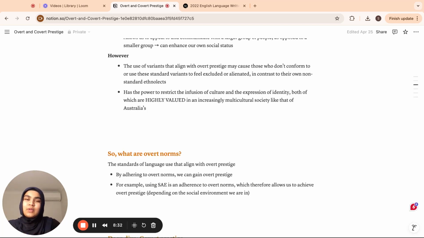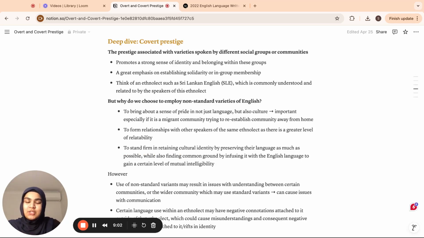Now, we've talked about overt prestige, but what are overt norms? Now, overt norms are actually what help us to gain overt prestige. And the simple way of putting this is that by adhering to these overt norms, we can gain overt prestige. So, for example, if we speak in a standard variant of English, like standard Australian English, we can gain overt prestige. Let's dive into covert prestige now.